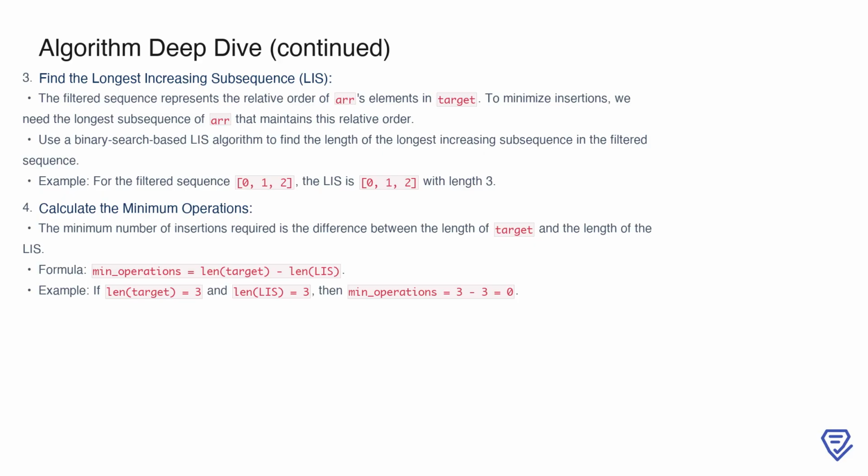Finally, we calculate the minimum number of operations by subtracting the length of the LIS from the length of target. The formula is min_operations equals len(target) minus len(LIS). For instance, if target has 3 elements and the LIS is also of length 3, then no insertions are needed because ARR already contains a valid subsequence of target. However, if the LIS is shorter, insertions will be required to fill the gaps.